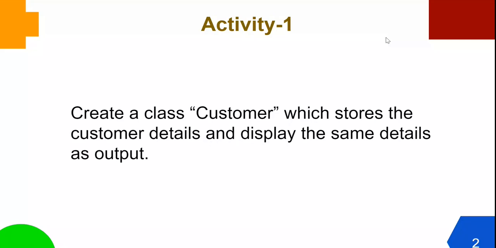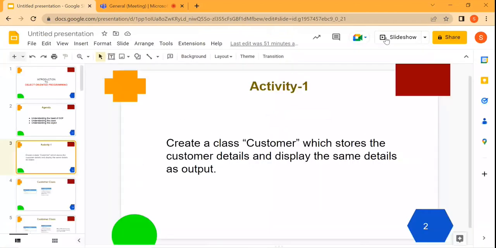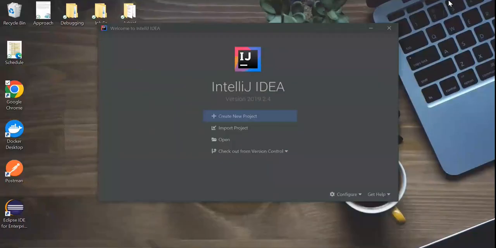Let's do one activity to understand the need of object-oriented programming. The activity is to create a class with the name customer which holds the customer details and display the same details as output. For this activity, I am going to use IntelliJ IDE. The reason to use this IDE is that most of the companies use it for their projects. Meanwhile, you can also use Eclipse or NetBeans IDEs for this activity.